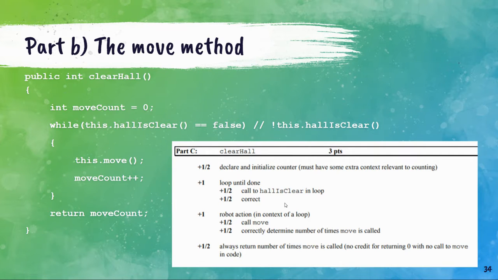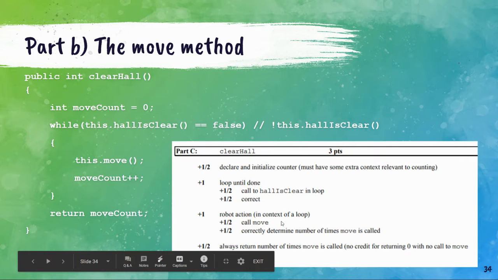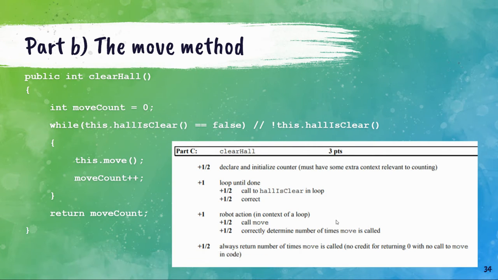Anyway, so that's that. That I call move, and that I determine the number of times move is called. So I'm incrementing my move counter, and again, half a point if it is returned. If all you did was declare move count equal to 0 and return move count, you don't get a point. That was an error that I noticed in some of them. It sounded like, oh, well, if you return a value, you'll get a point, even if you don't do anything with it. And no, they don't want you to do that.